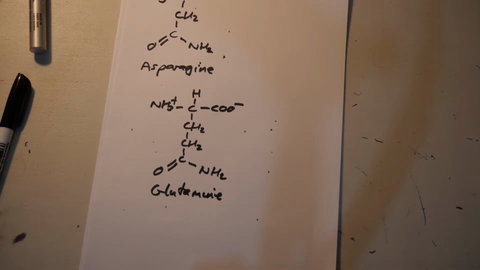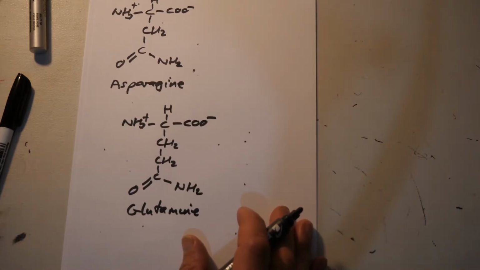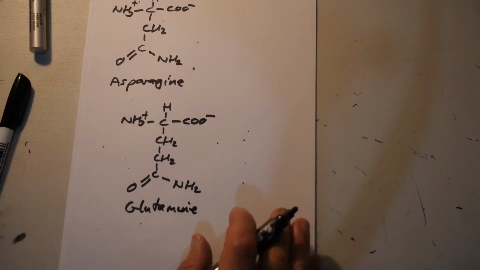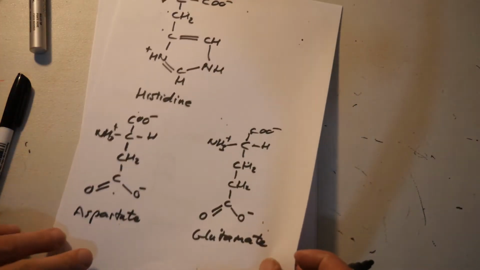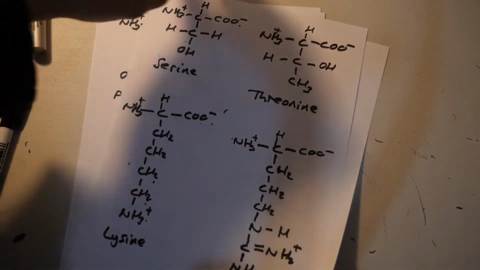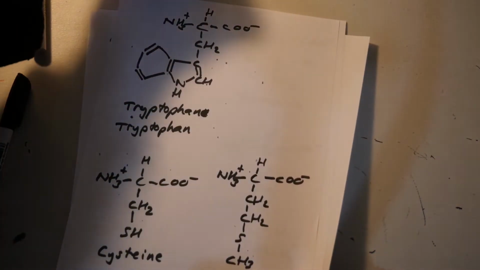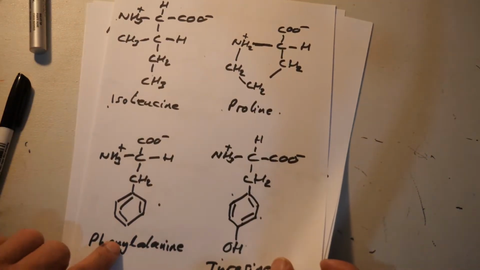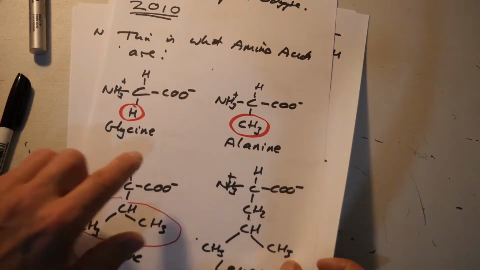Excuse me. So I've drawn out 1, 2, 3, 4, 5, 6, 7, 8, 9, 10, 11, 12, 13, 14, 15, 16, 17, 18, 19, 20. Okay?